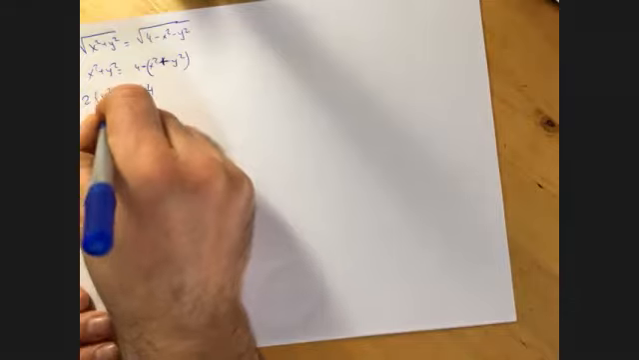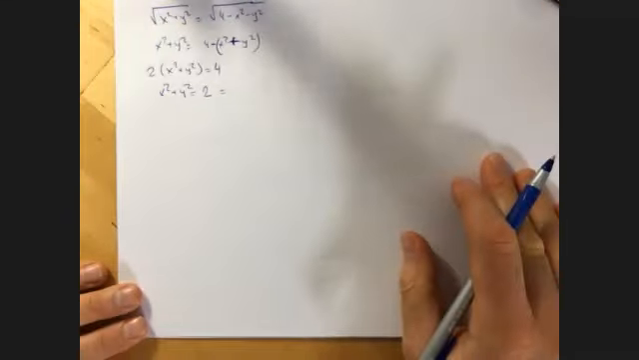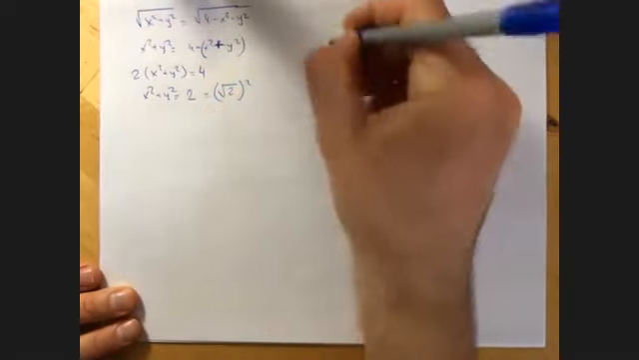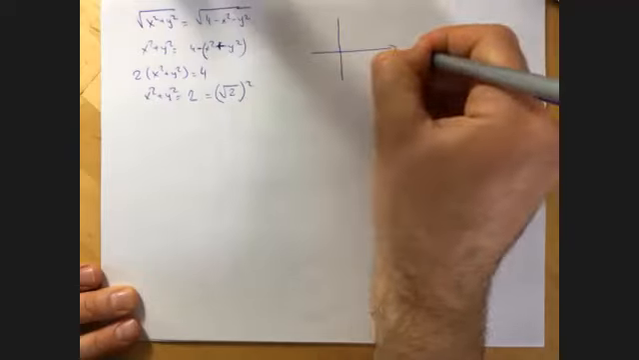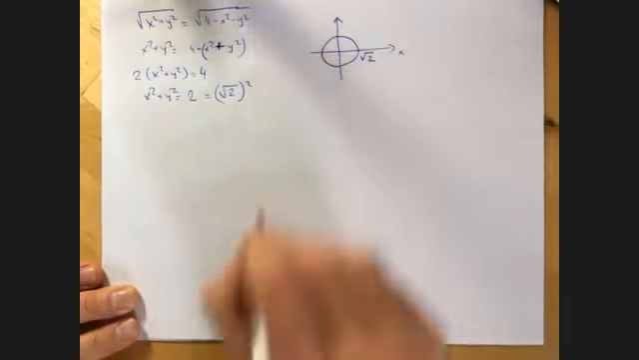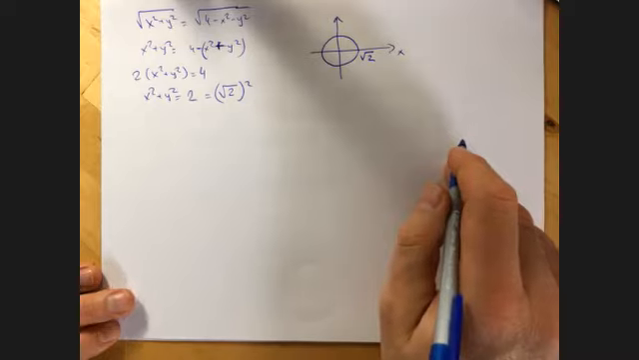Or that's x squared plus y squared is equal to 2, which means in the xy plane, we're talking about a circle with radius square root of 2. And now it's up to you how you're going to write this down in rectangular coordinates.